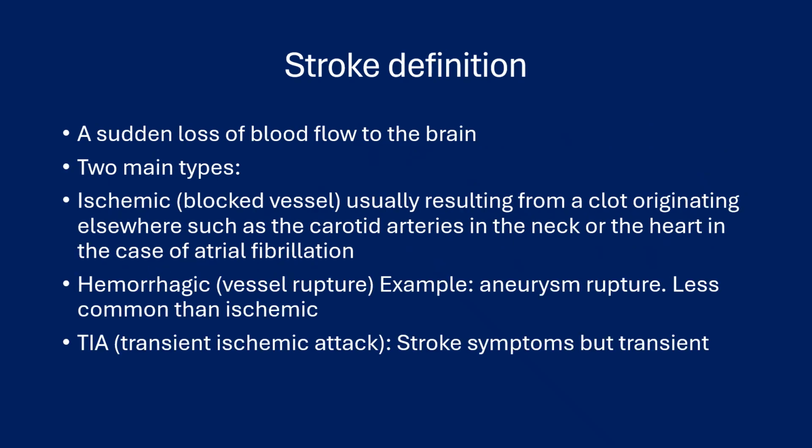Stroke definition: a sudden loss of blood flow to the brain. Two main types: ischemic strokes, a blocked vessel, usually resulting from a clot originating elsewhere, such as the carotid arteries in the neck or the heart in the case of atrial fibrillation. Hemorrhagic strokes, where there's actual vessel rupture, for example, aneurysm rupture, are less common than ischemic. And I would include a third category that's not a true stroke, but it produces stroke symptoms, and that would be a TIA, transient ischemic attack. Stroke symptoms, but they're transient, and patients get better with time.